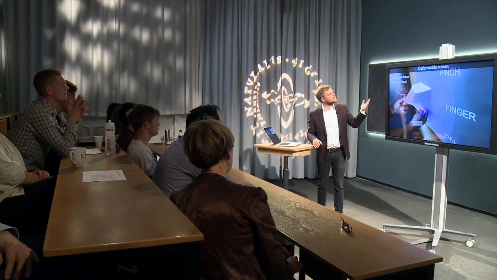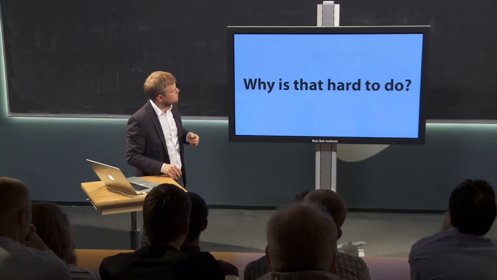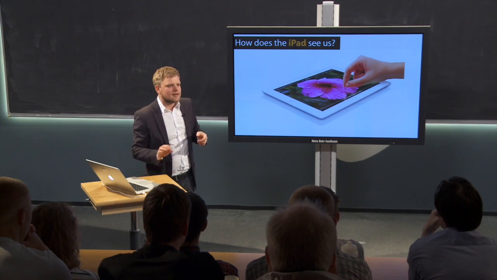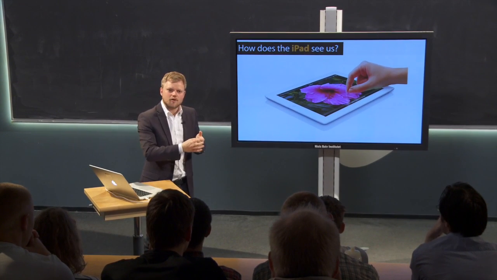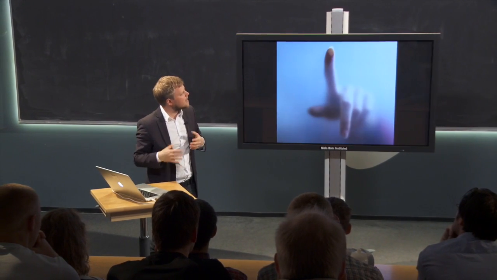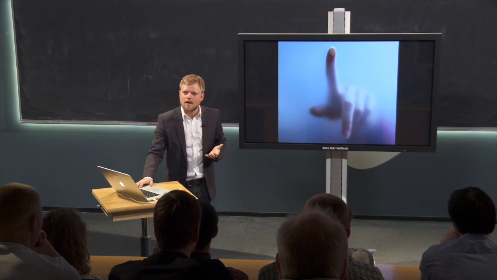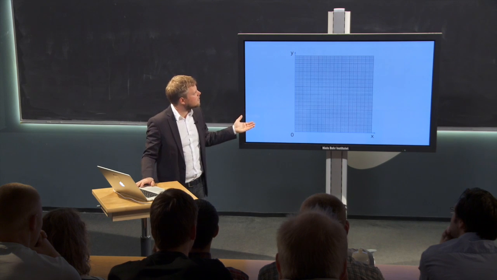And the question I'm concerned with in my research is, how do we detect deformations like this one? And why is that so hard to do? Well, if we look again to the iPad and investigate a little bit how the iPad sees us. So when we touch an iPad, we have a certain posture and our hand is positioned in a certain way. But all that the iPad actually sees is the tip of our finger touching the glass display. So when an iPad tries to find out where and how we touch it, you can think of the iPad actually as a coordinate system.